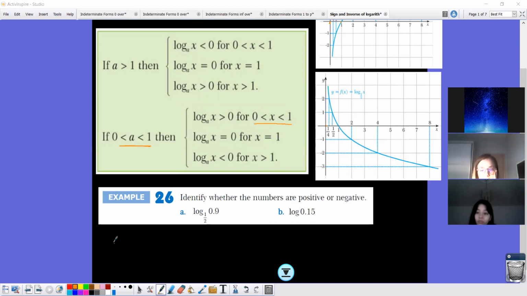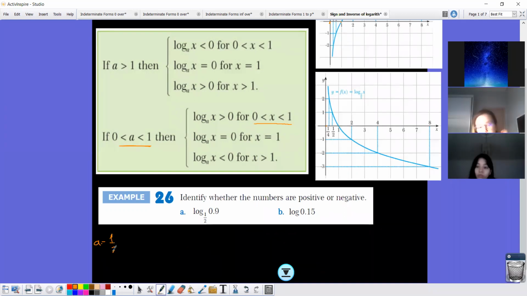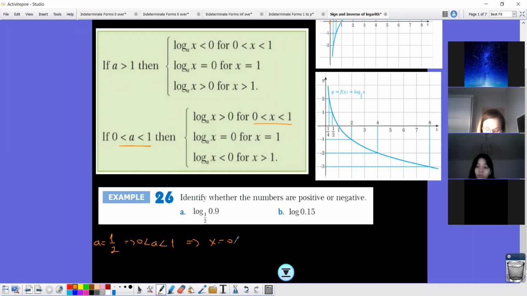So I will write: a is 1 over 2, which is between 0 and 1. Then x is 0.9, which is again between 0 and 1. So from here, the logarithm of 0.9 to the base 1 over 2 is greater than 0. Okay? Did you understand? This is A. Yes, teacher.